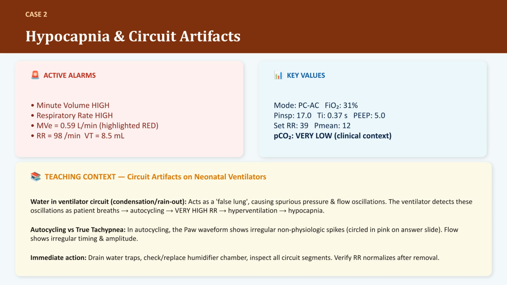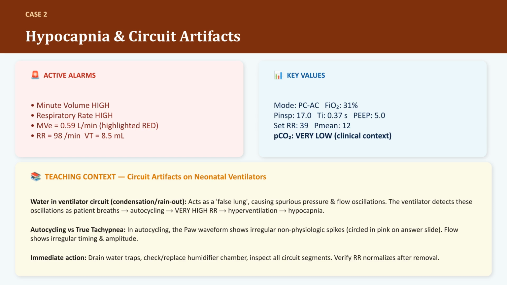The ventilator shows active alarms for minute volume and respiratory rate high, with a rate of 98 per minute. However, the clinical context shows the PCO2 is very low. This section discusses how water in the circuit can cause false triggering, leading to autocycling, high rate, and hypocapnia.